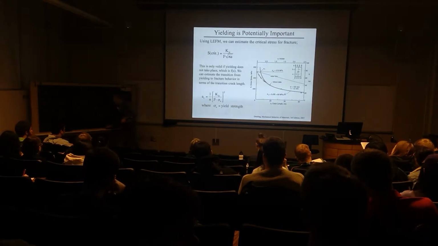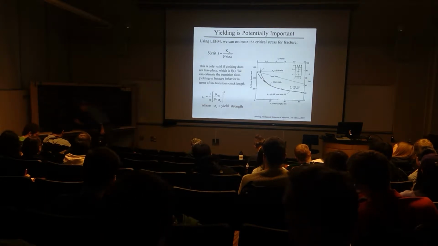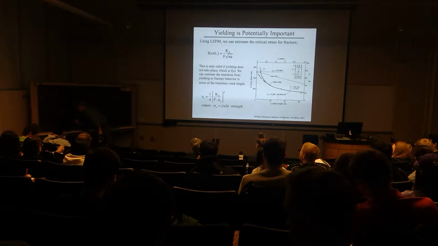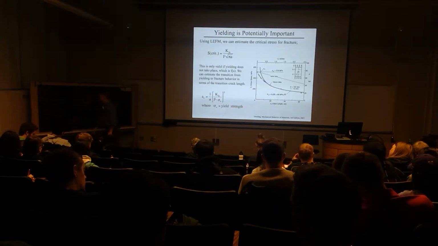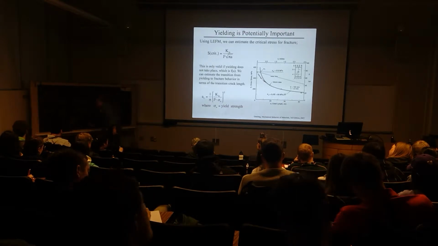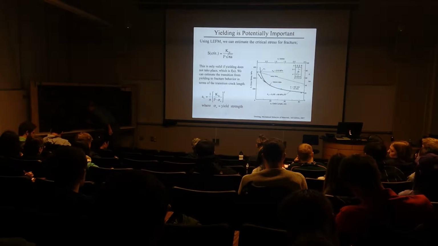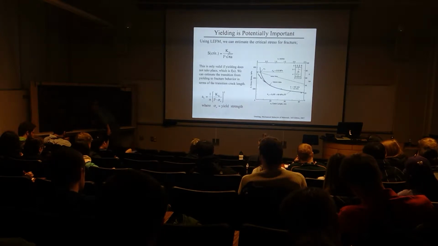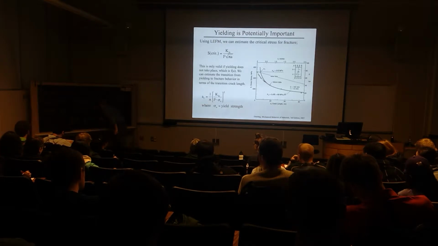So let's look at this criterion then in terms of how we can use it. So this is the LEFM criterion, the linear elastic. So this is an elastic phenomenon, a fracture mechanics criterion. It says that fracture occurs when the mode 1 stress intensity is equal to the fracture toughness of the material.